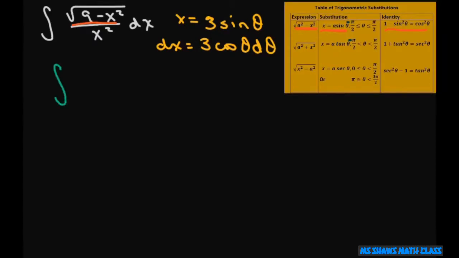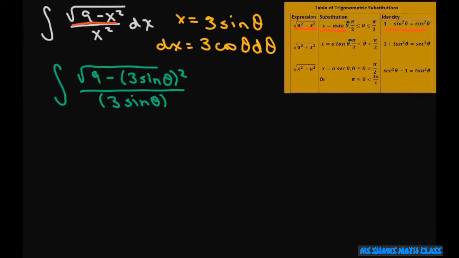let's see, substitute in for x, you're going to get 9 minus 3 sine theta squared divided by 3 sine theta squared. Now this is going to equal, let me move it over here, and we still have our d theta, so let's write that out. So our d theta, or dx, is times 3 cosine theta d theta.